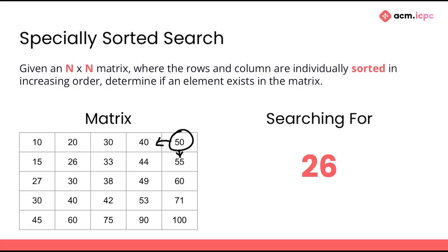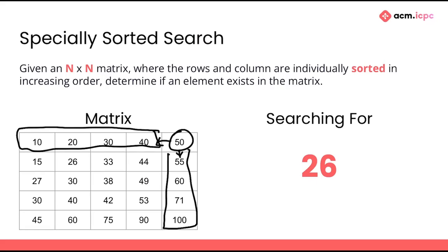And why is that? Well, if we look to the left of 50, there are only numbers smaller than 50 to the left of it, right? Because it's sorted in increasing order. And if we look below 50, there's only elements larger than it. So depending on where this element falls relative to that, we know what direction we have to move. So let's take a look at how this might play out.